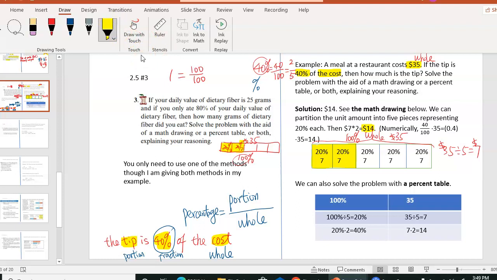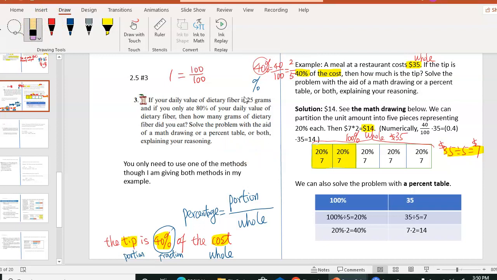So again, the rest of it will be very similar. If you divide 35 into 5 parts, you do 35 divided by 5, that gives you $7 for each part. And then you're going to have to do multiplication, 7 times 2, or addition, 7 plus 7. But it's better to do multiplication, because if you have 3 parts, you do 3 times 7 instead of 7 plus 7 plus 7, because it will be easier. Okay, so that's how we use the drawing method to solve this problem, to figure out the tip.